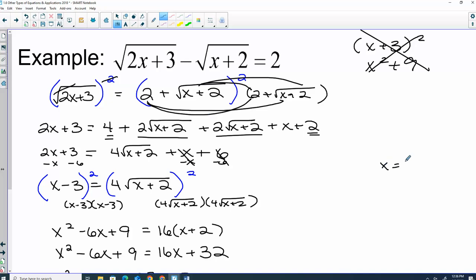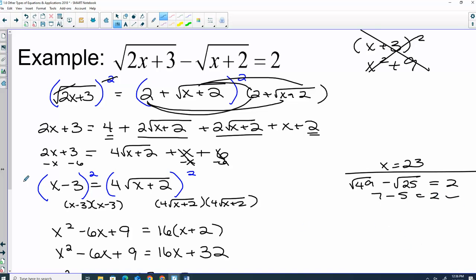So if I put in 23, on a test or quiz, I really am not going to expect you to show me the work for how you checked, but I'm expecting you to do it. So if you leave an answer that wasn't correct, I will take off. But you don't have to write down how you check, because I know you might do it on your calculator. If you plug in 23, we get the square root of 49 minus the square root of 25 equals 2, and 7 minus 5 does equal 2.